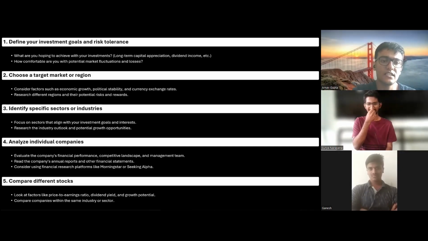Third, identify specific sectors or industries. Focus on sectors that align with your investment goals and interests. Research the industry outlook and potential growth opportunities.